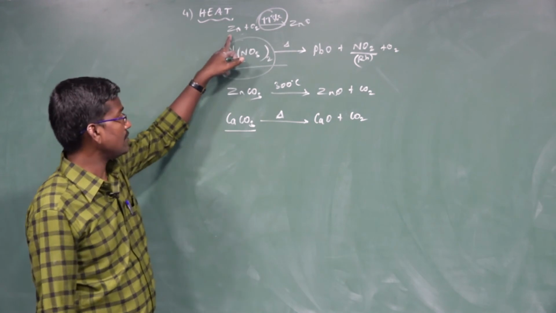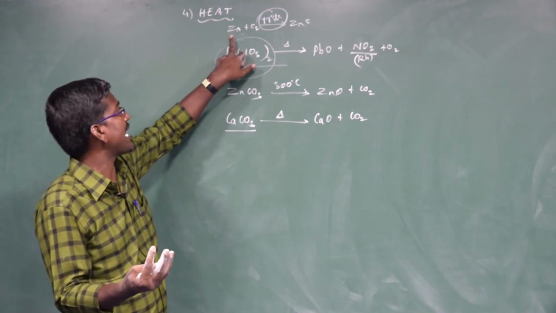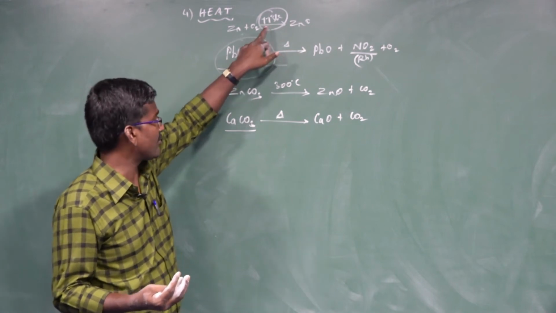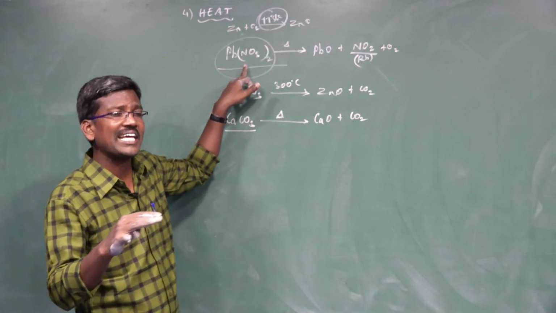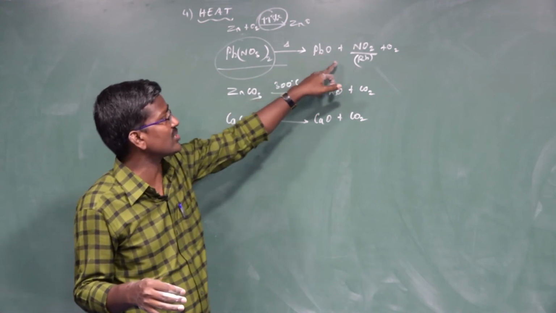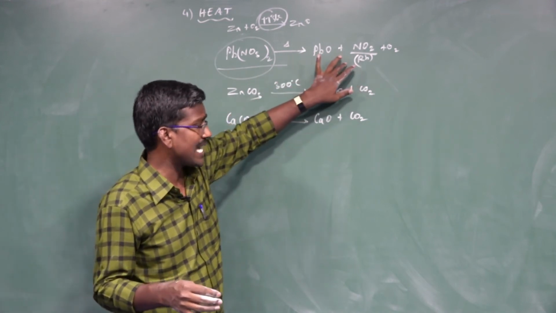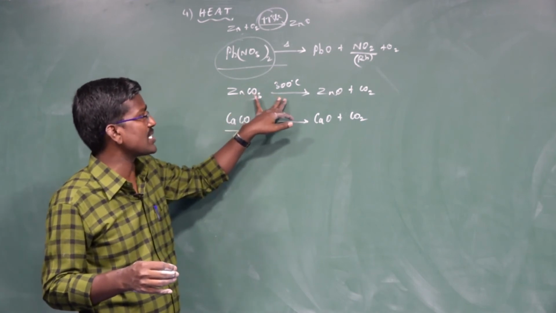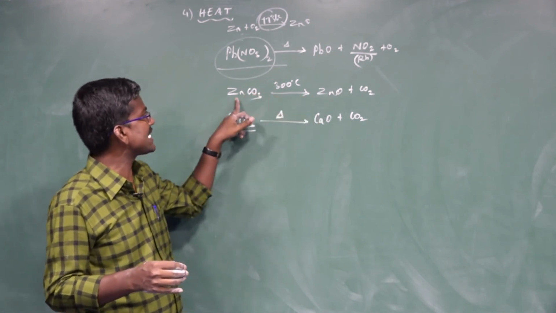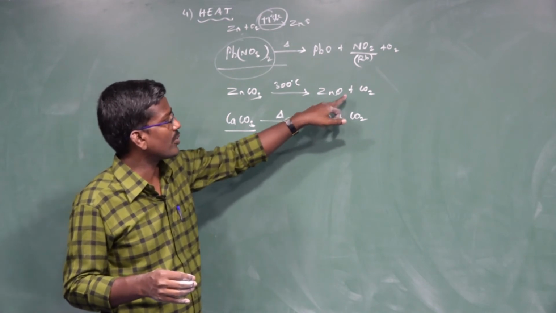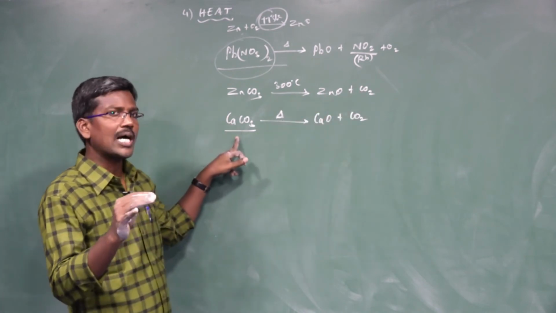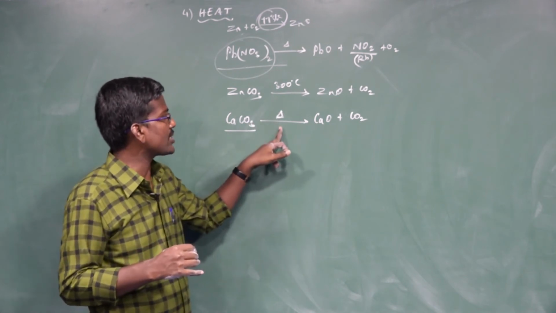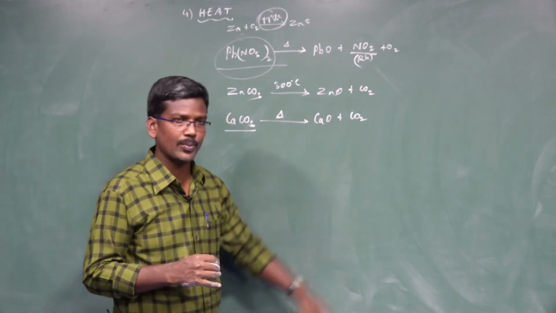For example, zinc metal burns in air to produce zinc oxide at a temperature of 773 Kelvin. Lead nitrate decomposes to form lead oxide and nitrogen dioxide plus oxygen gas. Nitrogen dioxide is a reddish brown gas. Zinc carbonate is heated at 300 degrees Celsius to form zinc oxide and carbon dioxide. Calcium carbonate, CaCO3, limestone, is heated at a certain temperature to form calcium oxide and carbon dioxide.